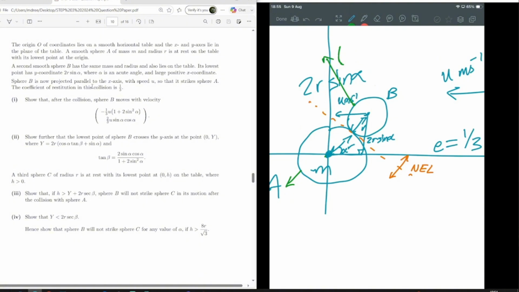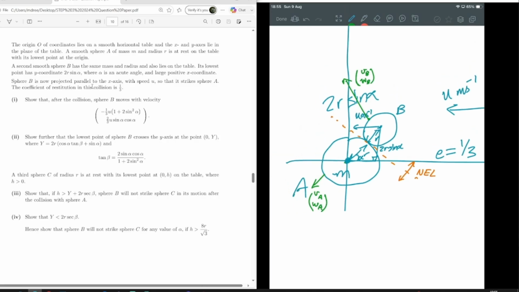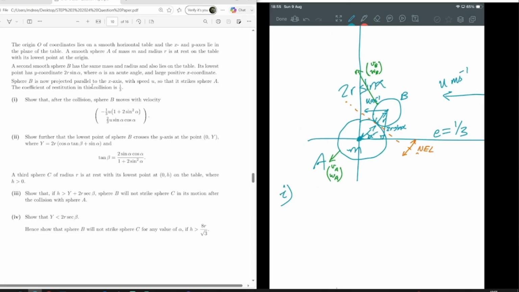I don't really want to use X and Y because they're normally used for coordinates. I'll say VB, WB for the X and Y coordinate. I'll call this VA and WA for the final velocities. And of course, the initial velocities for A are 0, so we don't need to worry about them. So let's set up our equations. And really what we want is the VB and WB, hoping that the VB is this top and the WB is this bottom thing.